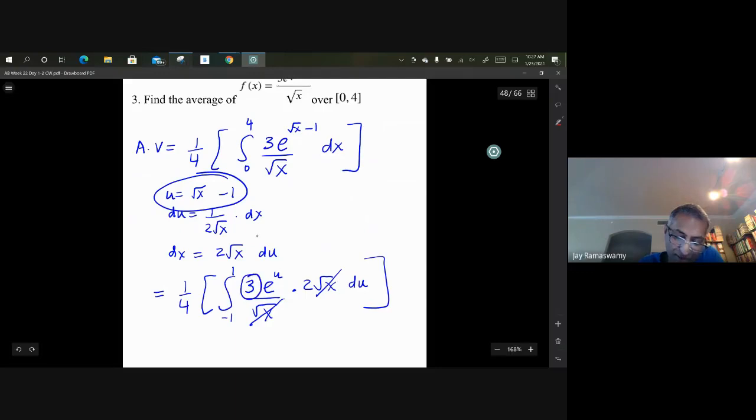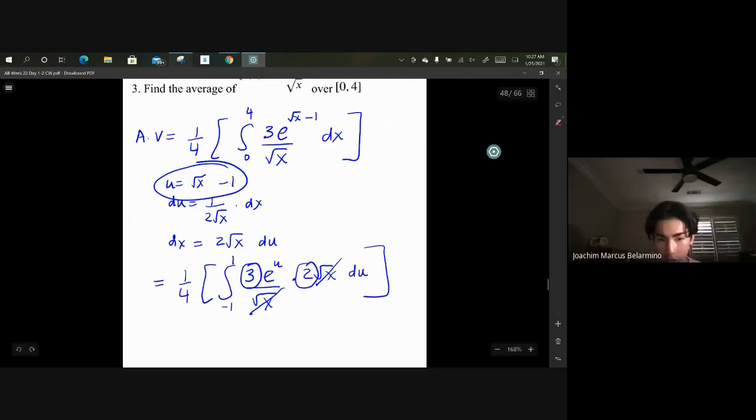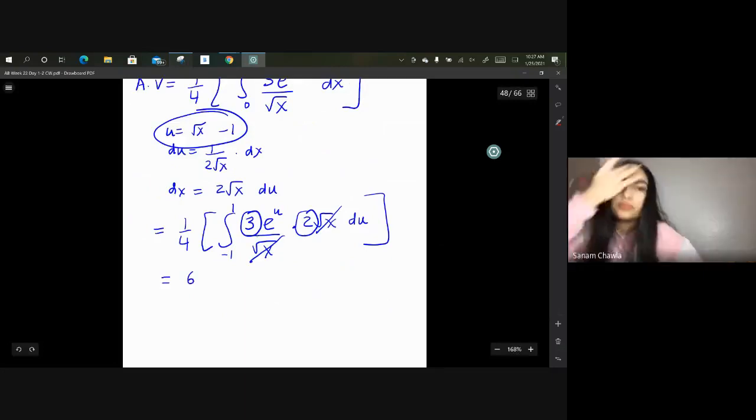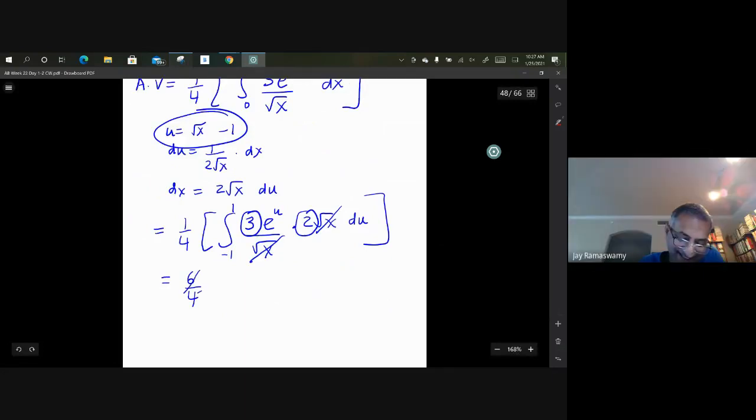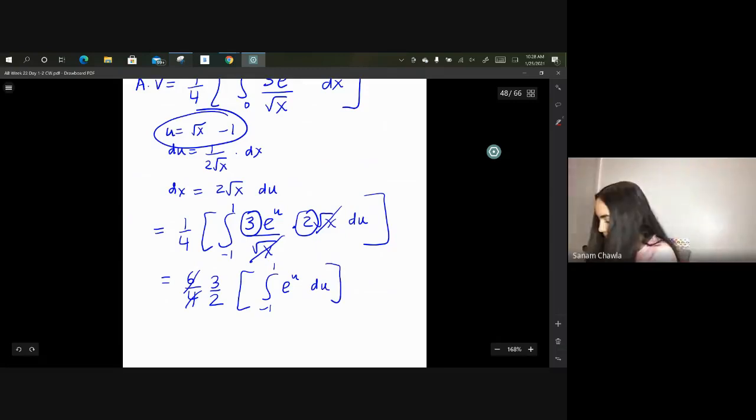And what number, look at what I'm circling, can go outside? 6 over 2, so 3 over 2. Yes. You guys are way ahead. Integral from -1 to 1. Is that just e to the u? Yes. Let's wrap it up.